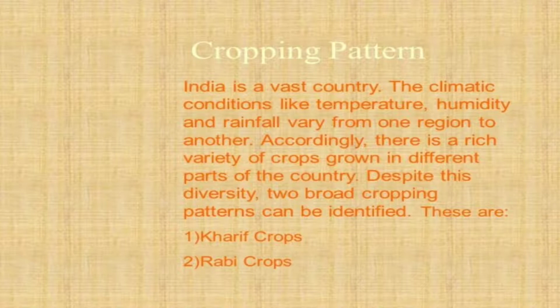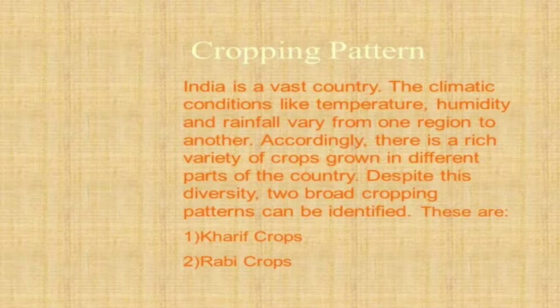India is a vast country. Climatic conditions like temperature, humidity and rainfall vary from one region to another. The temperature is different in one region and different in another. So we classify Kharif crops and Rabi crops because of the climate, humidity and rainfall of a particular region. They are divided into crop patterns, that is Kharif crops and Rabi crops.